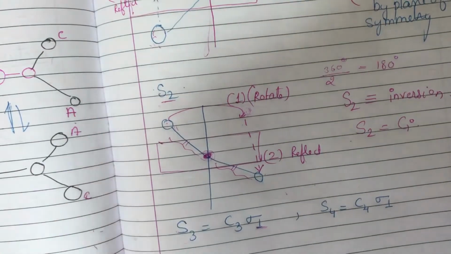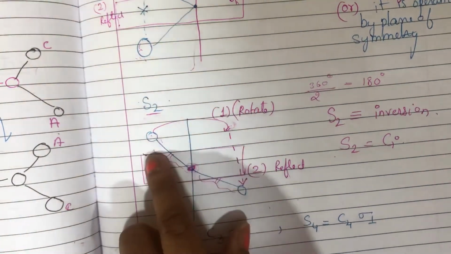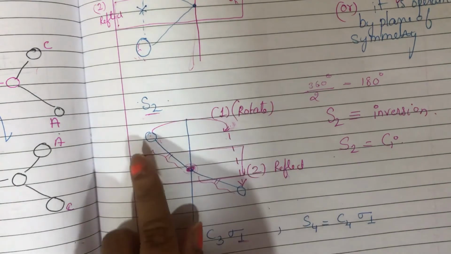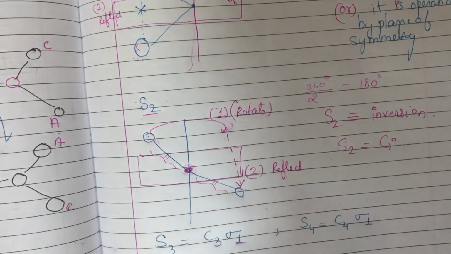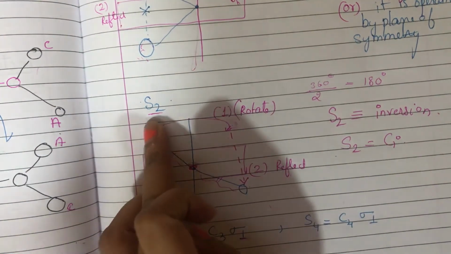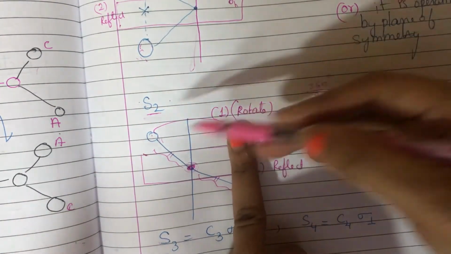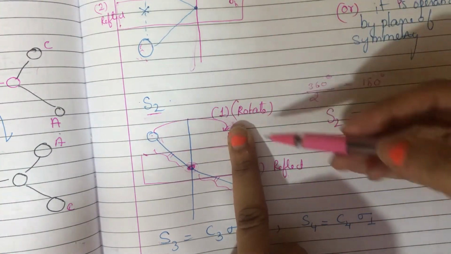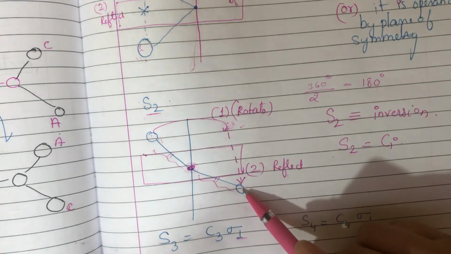Now let us consider S2. Now S2 is quite interesting. S2 means two rotations, in the sense 360 divided by 2 is 180 degrees, so we have given a 180-degree rotation. If it is a 180-degree rotation, the molecule or the atom will reach this point. And you have given one rotation, now you have to give reflection. Now this is the plane, and this molecule is now reflected at this position.